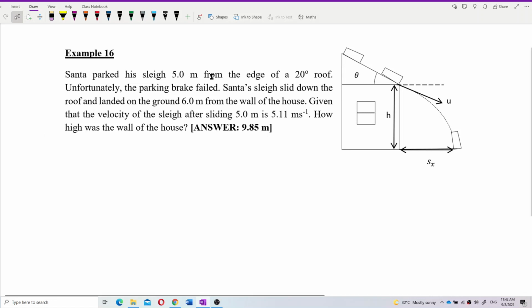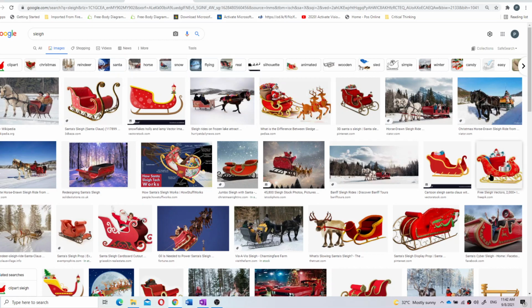Okay, Santa parked his sled 5 meters from the edge of a 20-degree roof. Do you know what a sled is? Santa's sled. This is the sled.